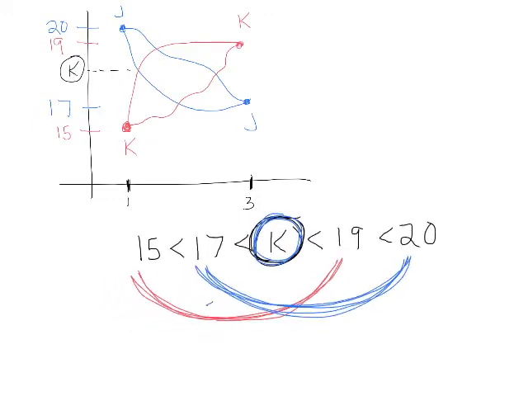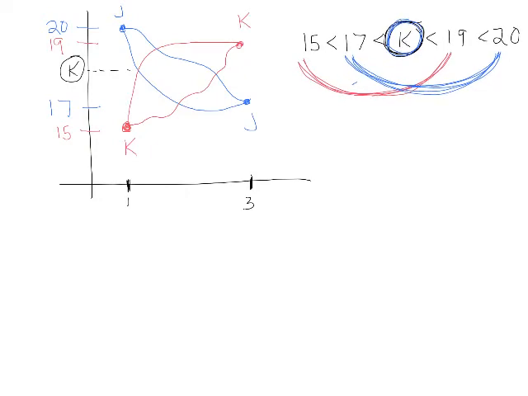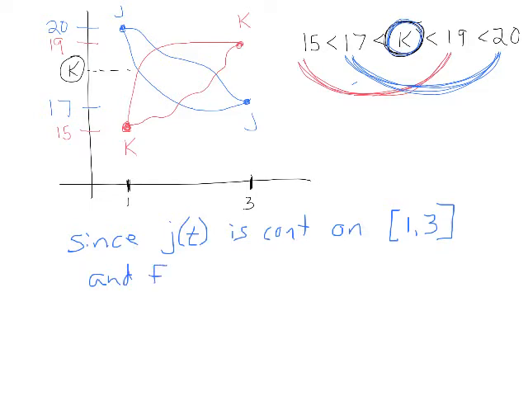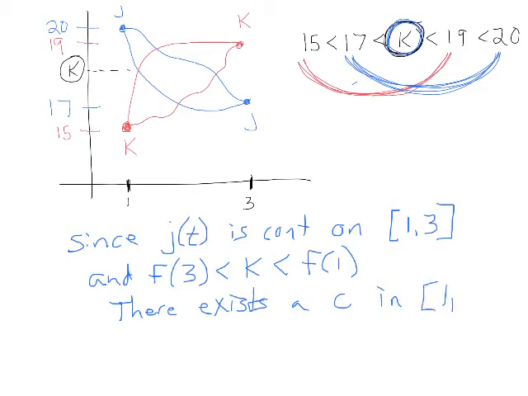Let's take this thing and shrink it down over here. Okay. Since j of t is a continuous function on the interval [1, 3], and f of 3 is less than k is less than f of 1, there exists a c in the interval [1, 3] such that f of c equals k. And that's the scenario that we have for the runner Jesse.